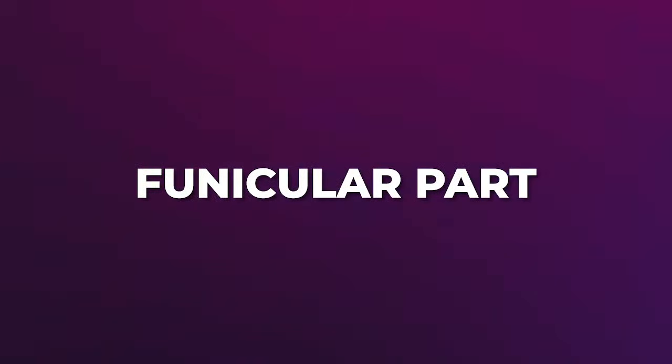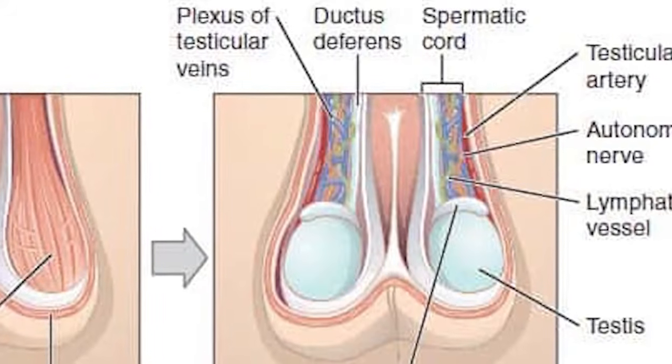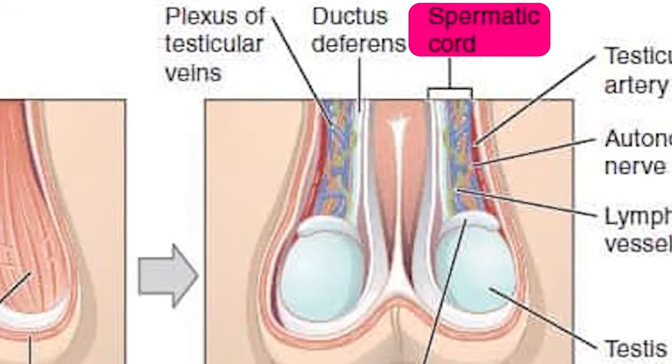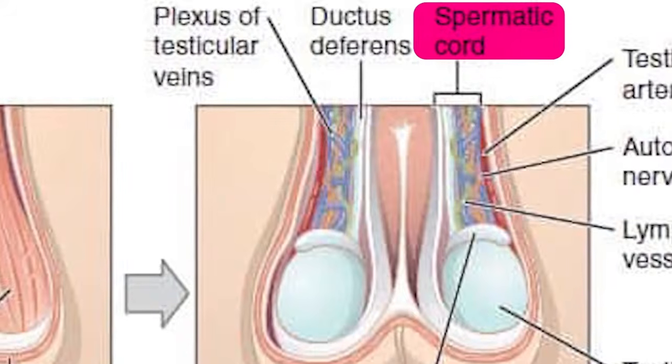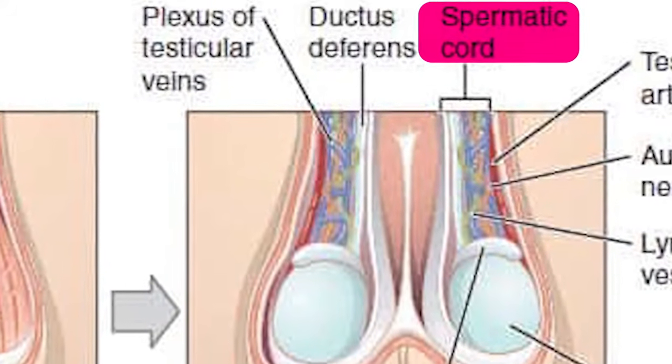Funicular part. The funicular part of the ductus deferens is located within the spermatic cord, which contains blood vessels, nerves, and lymphatics essential for supporting the testes.